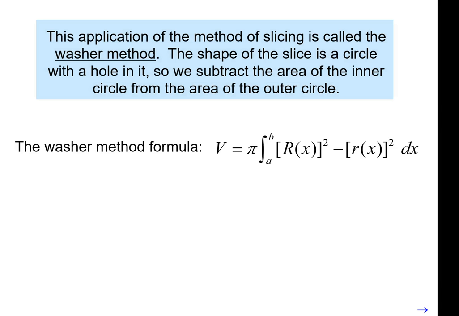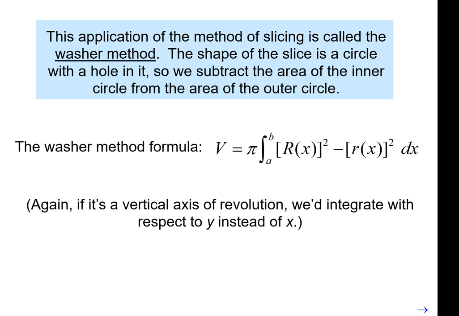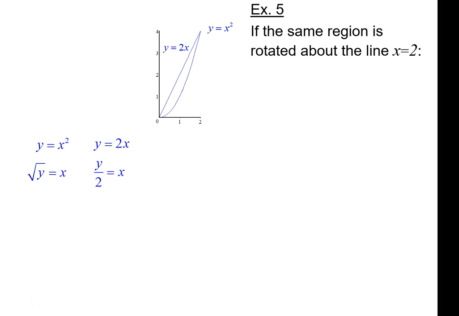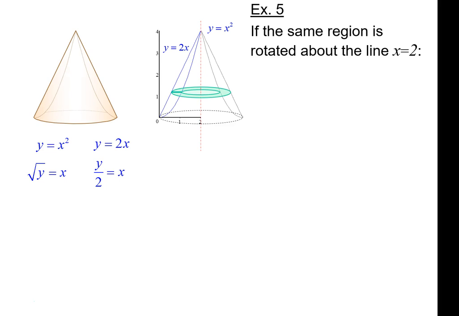So here's the general rule. If we're dealing with a washer, if there's a hole, you're going to have the outer radius squared minus the inner radius squared, times pi, of course. And again, you have to think about it: if it's a vertical axis of rotation, we integrate with respect to y. If it's a horizontal axis of rotation, we integrate with respect to x.